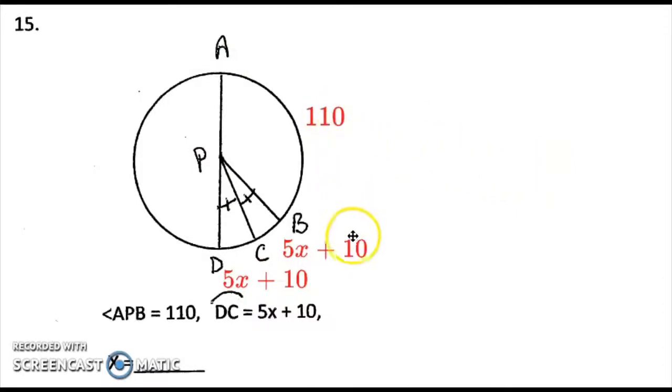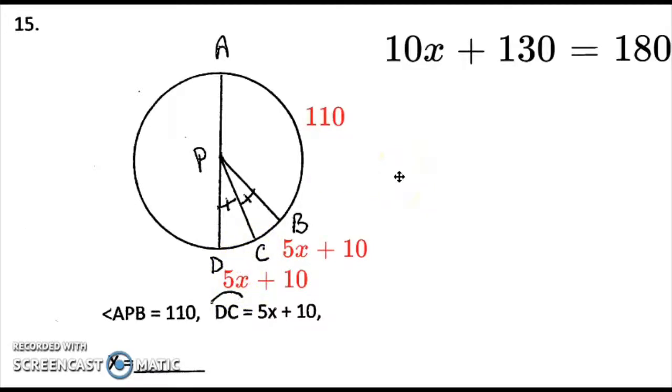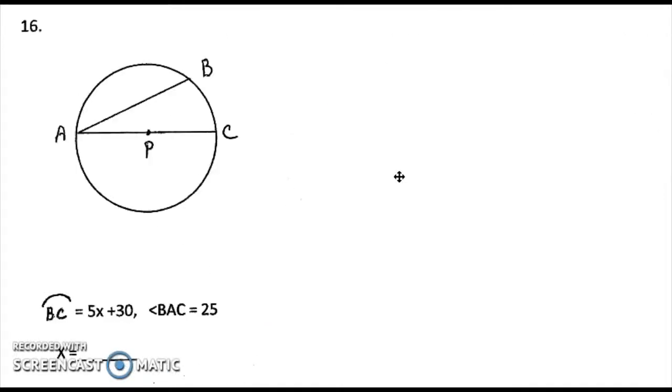So add up 110 plus 10 plus 10 is 130. 5 plus 5 is 10. So 10x plus 130 equals 180. Subtract 130 from both sides, you get 50. Divide by 10, you get 5. So x is going to equal 5 for number 15.